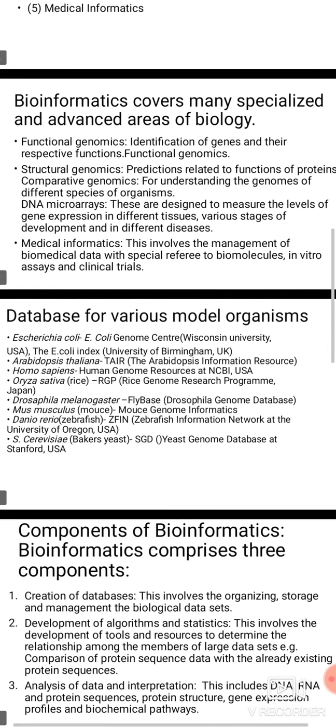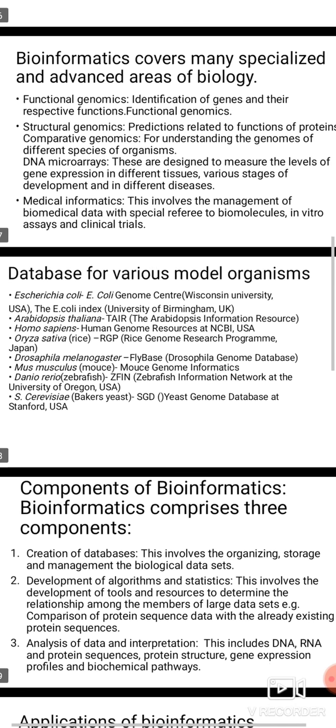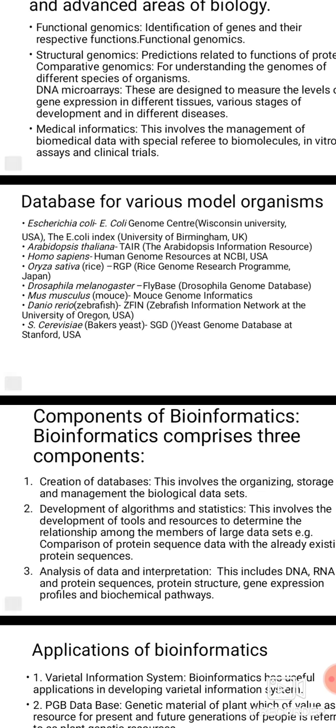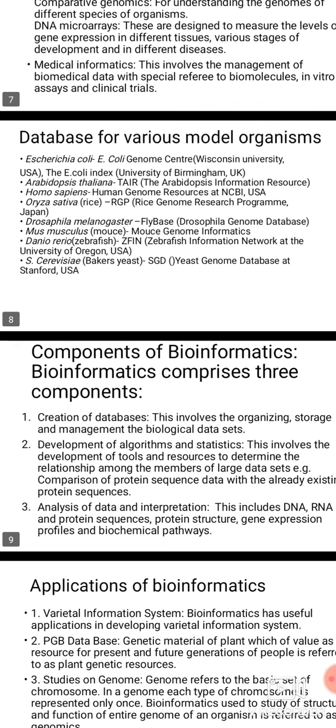Coming to functional genomics. Functional genomics is the identification of genes and their respective functions, whereas structural genomics is prediction related to the function of proteins. Comparative genomics is related to understanding the genomes of different species of organisms. DNA microarrays are designed to measure the levels of gene expression in different tissues, various stages of development, and in different diseases. Medical information involves the management of biological data with special reference to molecules, in vitro assays, and clinical trials.